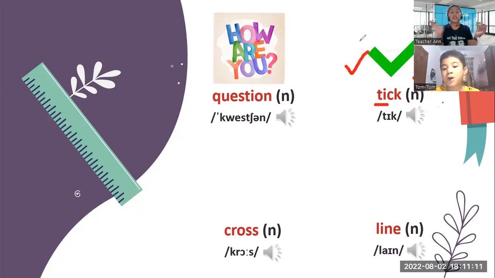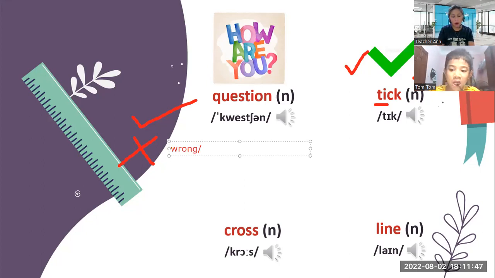Okay. Now I will ask you, listen, Tom Tom. What is the opposite of check? If it is check, correct. How about if it is not correct? Not correct. What will you say? Not correct. Very good. Cross. Cross or wrong. No, it's wrong. Or mistakes. It's wrong or mistakes.